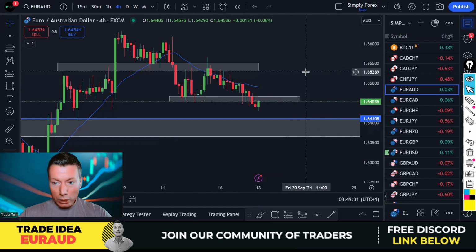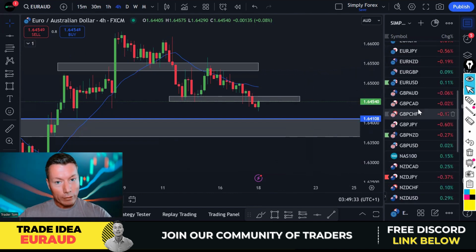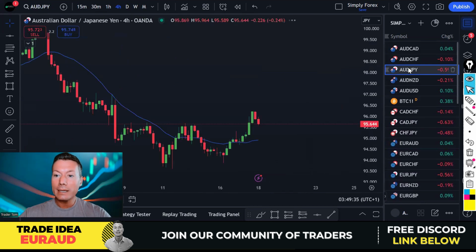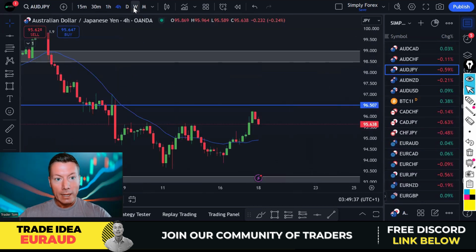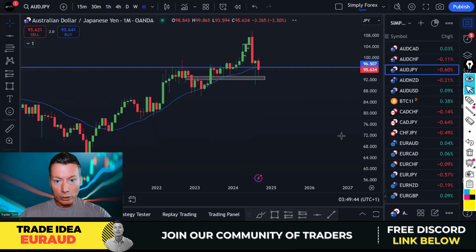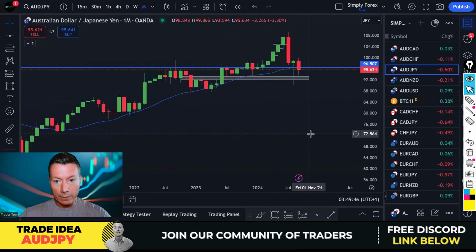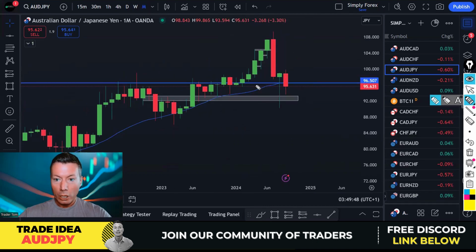And I also like some against trend trades. Dare I say it? You've heard it here first. And they are yen pairs. There's a couple of yen pairs I'm looking at. The first one is Aussie dollar yen. Now, I'm starting with the monthly chart because look at that monthly candle. It's in an uptrend, right?